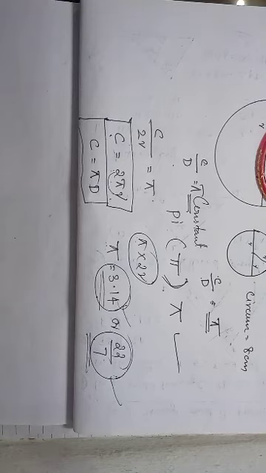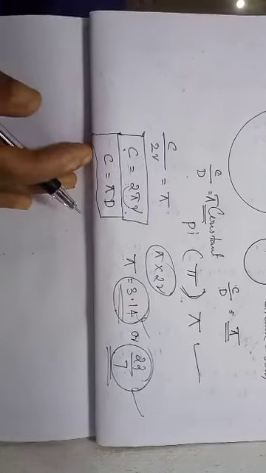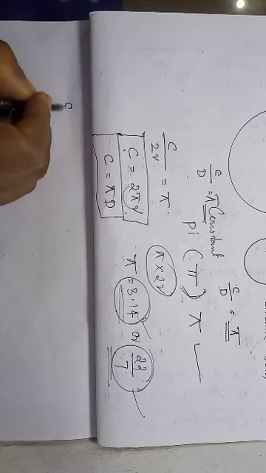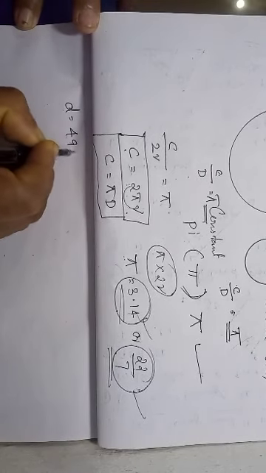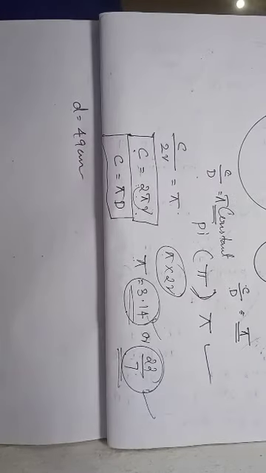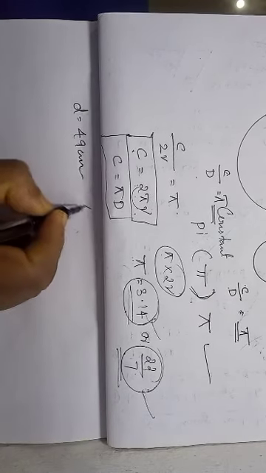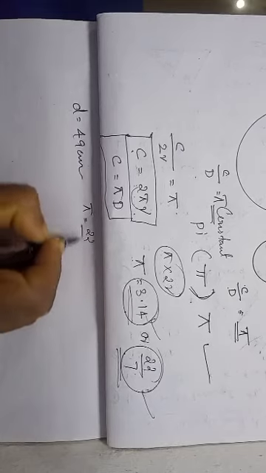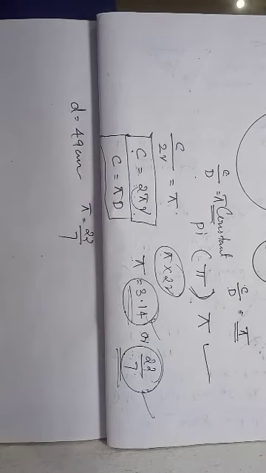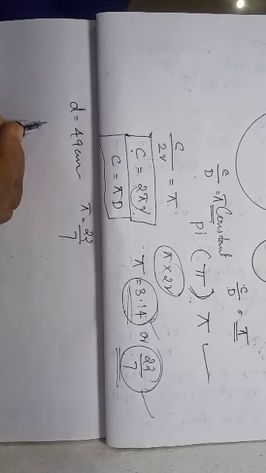Then here some questions are there. Diameter is equal to 49 centimeter. Small letter d or capital letter D can be used. Diameter is 49 centimeter. Find the circumference of each circle. Take pi is equal to 22 by 7. They are giving pi is equal to 22 by 7. Calculate the circumference of the circle. We know that pi into d, directly we can multiply.